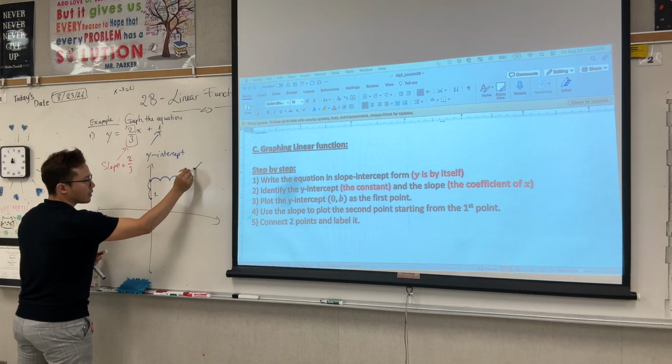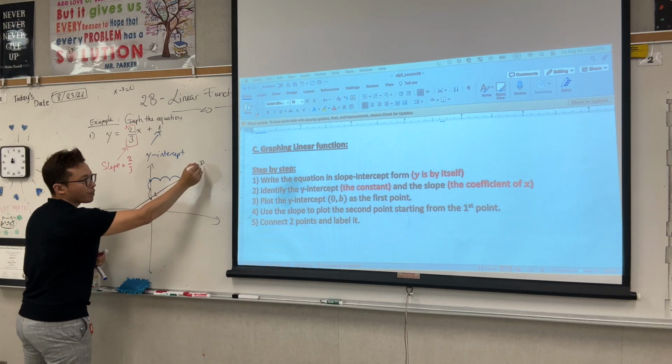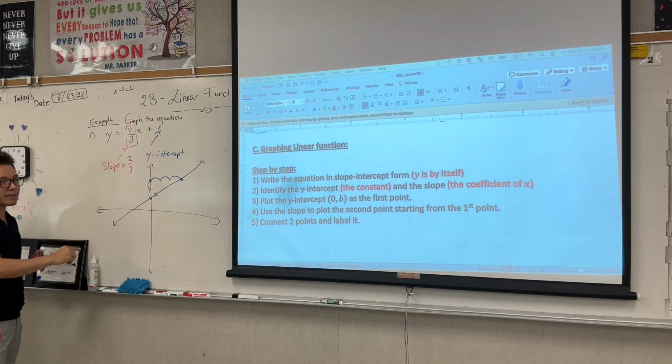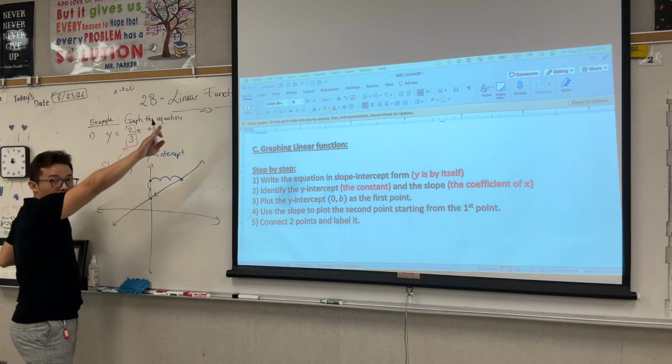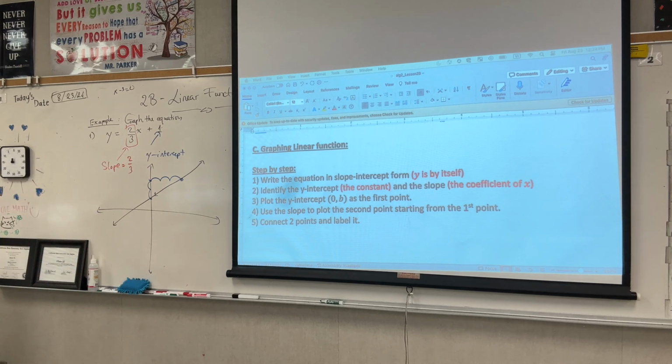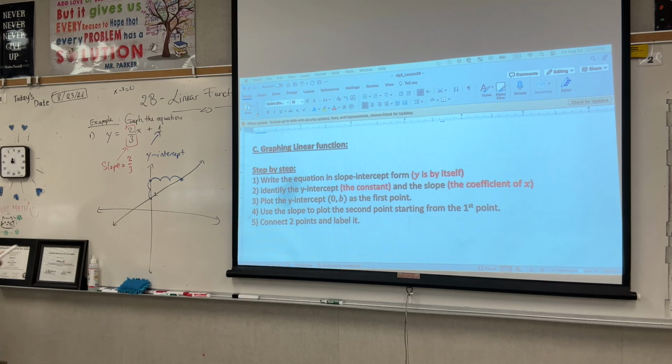Now, I want you to be aware of this. Please put the arrow on both ends. If you don't have that, that means the line stops right there. But it's not correct because they keep going. They keep going to infinity. So please put the arrow on both ends. That's it. Okay?